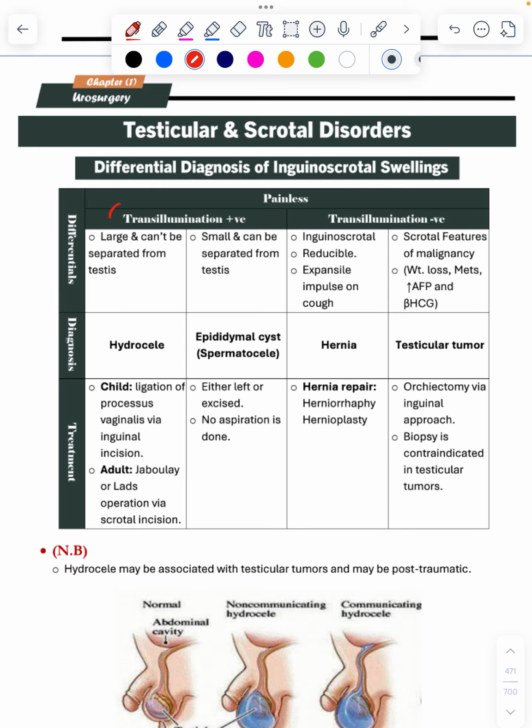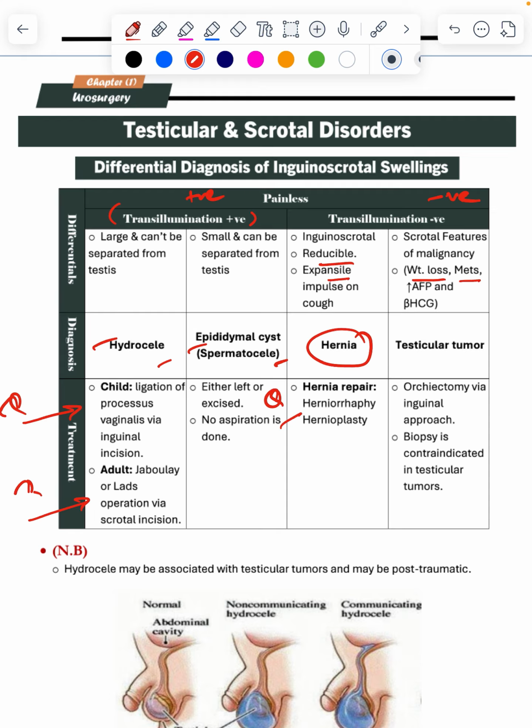Coming to testicular tumors, the differential diagnosis of inguinoscrotal swelling: transillumination positive or transillumination negative. Positive means there is fluid. It can be a hydrocele or a spermatocele. For hydrocele, ligate the processus vaginalis. In adults, Jaboulay repair is done through a scrotal incision; in children, an inguinal incision. Spermatocele is treated by excision. These are questions. Transillumination negative means it is a hernia or tumor. For hernia, herniorrhaphy or hernioplasty. It is reducible with an expansile cough impulse.